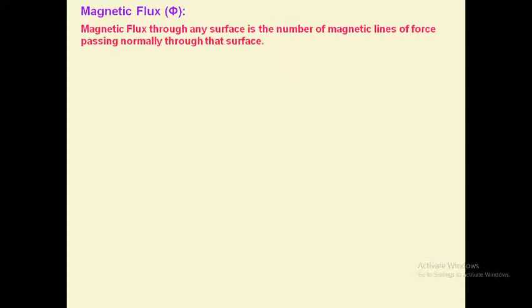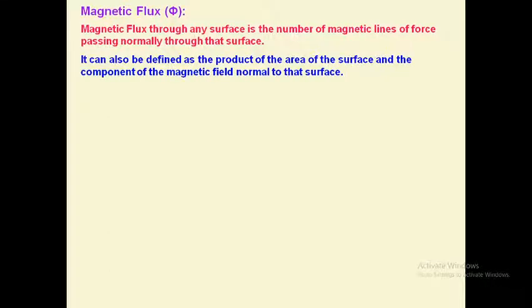Well, at this time, I know all of you are very well aware of electric flux, which you studied during Gauss theorem. Even the magnetic flux sounds similar to electric flux. So its definition is simple. It is the number of magnetic lines of force passing normally through the given surface. Mathematically, you can also define it as the product of area and the component of magnetic field normal to that surface.